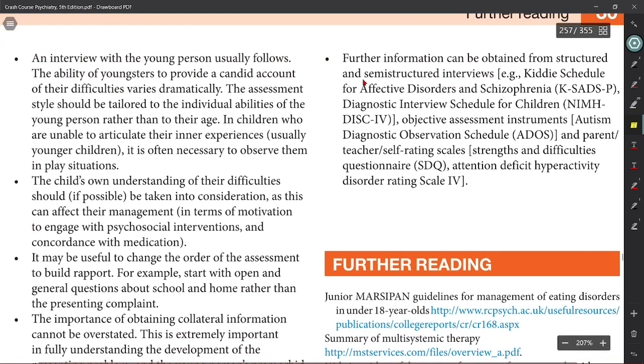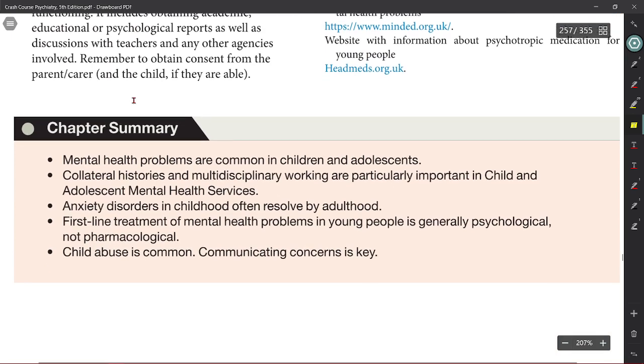Further information can be obtained from structured and semi-structured interviews, like K-SADS and the diagnostic interview schedule for children, objective assessment instruments like the autism diagnostic observation schedule, and parent-teacher self-rating scales like the strengths and difficulties questionnaire and attention deficit hyperactivity rating scales. Anyways, so here we are reaching the chapter summary.